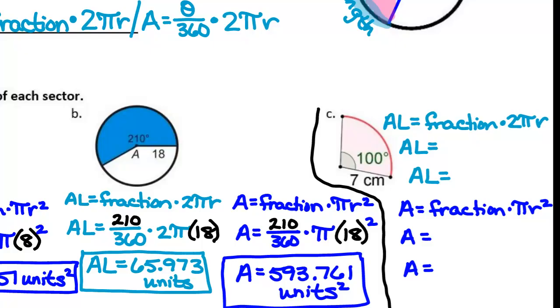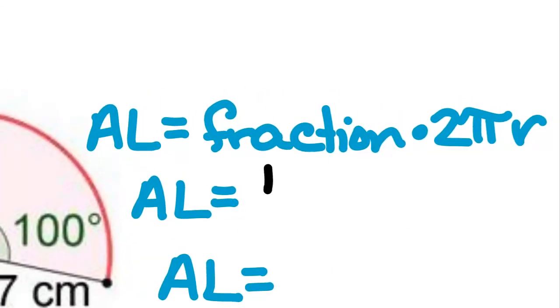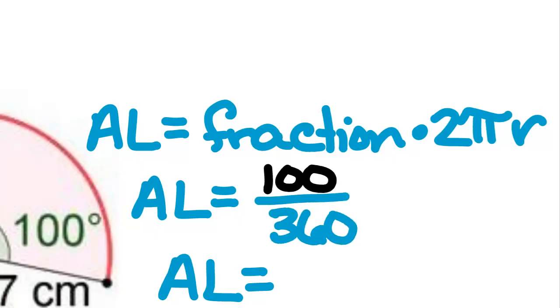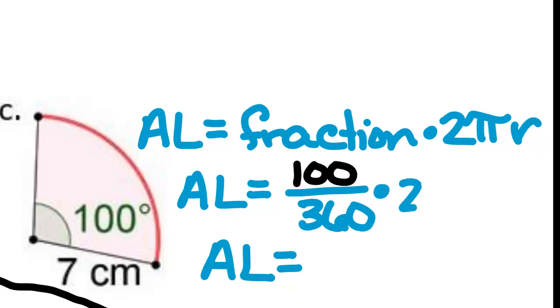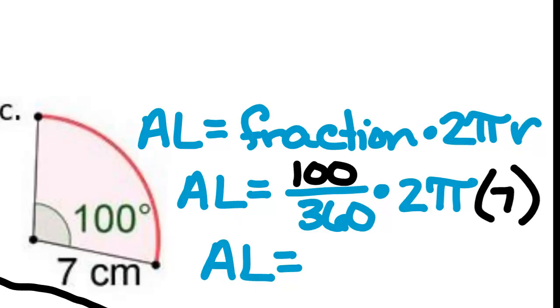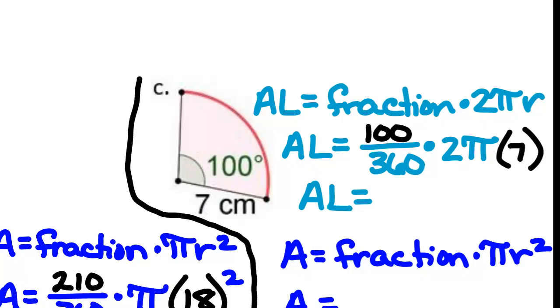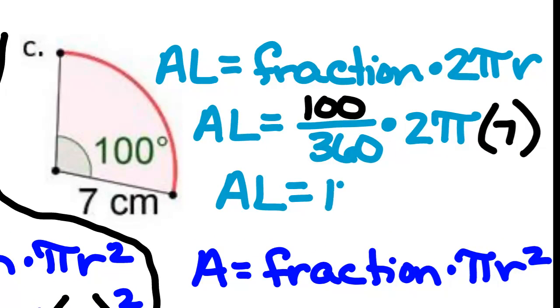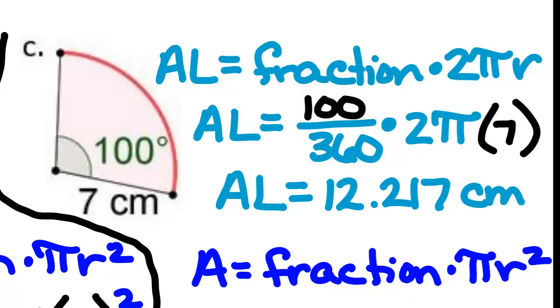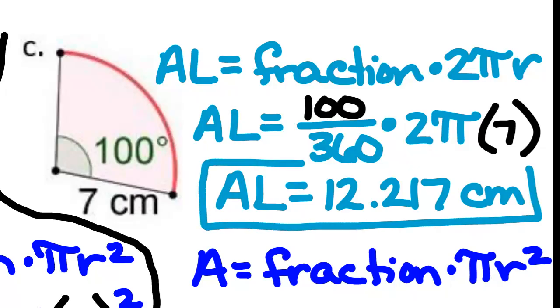What is the fraction on number 7? 100, because it's 100 degrees out of 360. So 100 over 360 times 2 pi times, what are we putting in for r? 7. So 100 over 360 times 2 pi times 7. What does that give us? 12.217. Should we put units with that? What units should we put? Centimeters, yes. So there's our arc length.